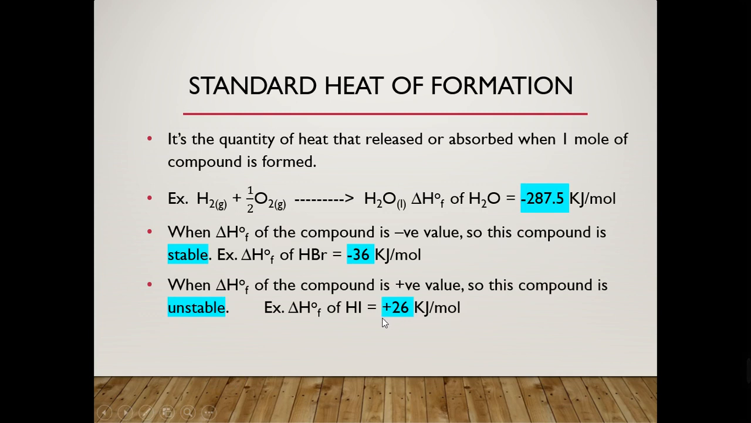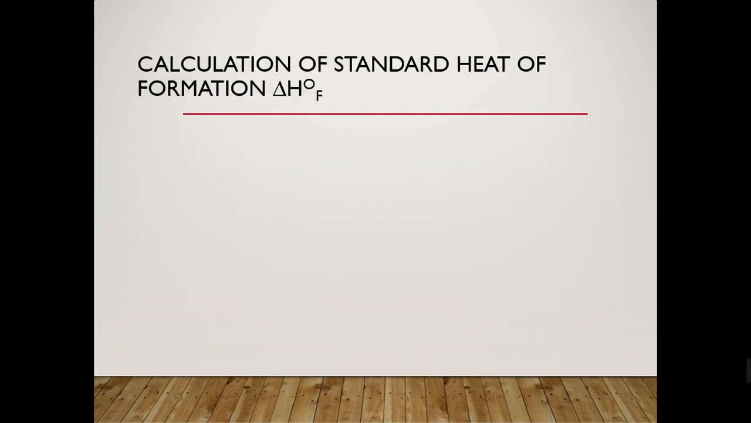So any compound when formed, if it releases heat and the delta H carries a negative sign, it will form a stable compound like hydrogen bromide or hydrobromic acid. And if any compound carries a positive sign when it is formed, this compound is unstable. How can we calculate the standard heat of formation? We have to use this equation to calculate the standard heat of formation.